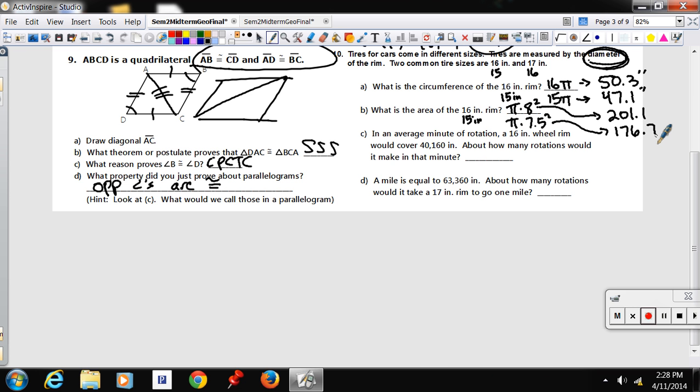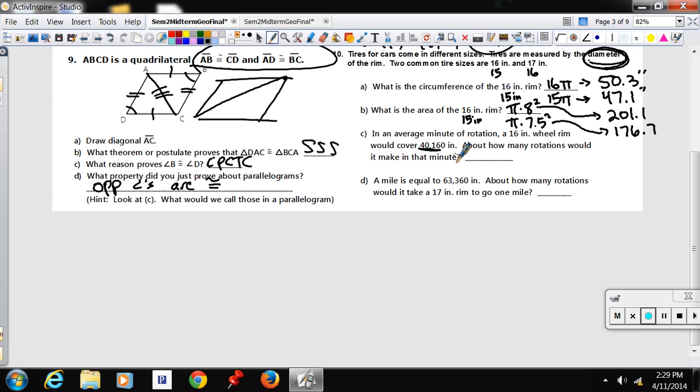It just depends on what test you have. A and C test is 201.1, B and D test is 176.7. Letter C, it says in a minute of rotation, a 16-inch rim would cover 40,160 inches. So if you let a car go for a minute, that's how far it traveled. They want to know how many times the wheel went around.